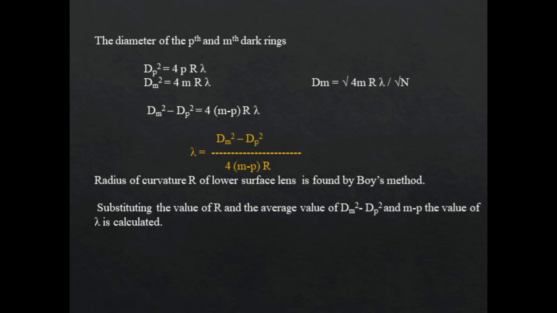Suppose we know lambda, then we can also find the radius of the ring. So using the Newton's ring experiment, we can find the wavelength of a monochromatic light.